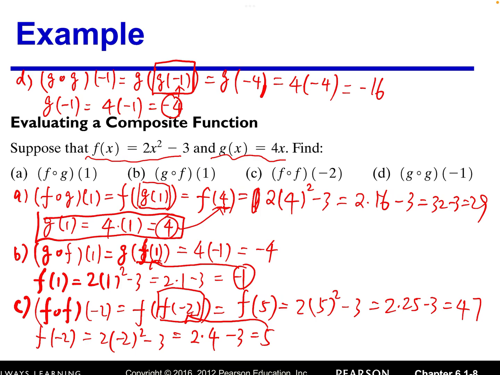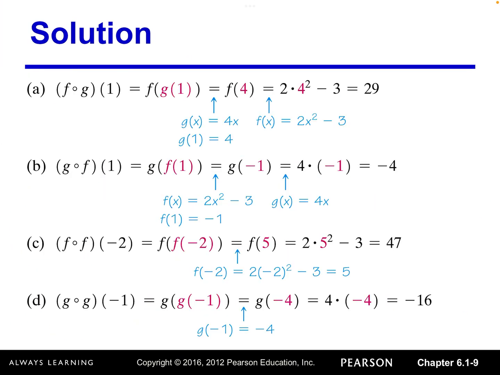Okay, the rule is always evaluate the inner function first. And then when we get a result of the inner function, substitute that as the input for the outer function, and then evaluate the outer function. So that's the solution. Okay, we got the same value, right? A, B, C, D.